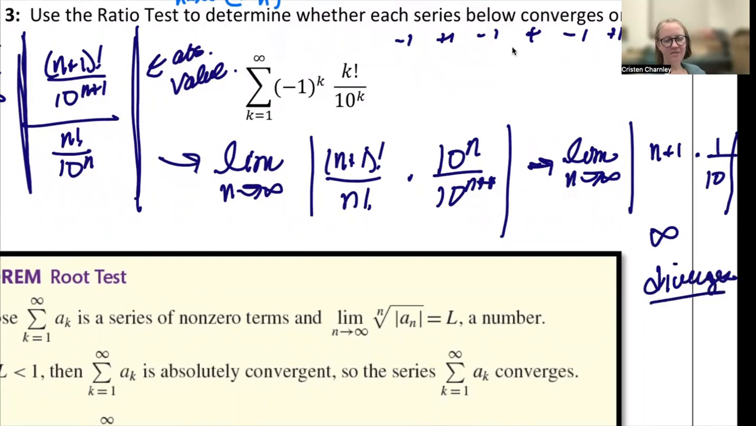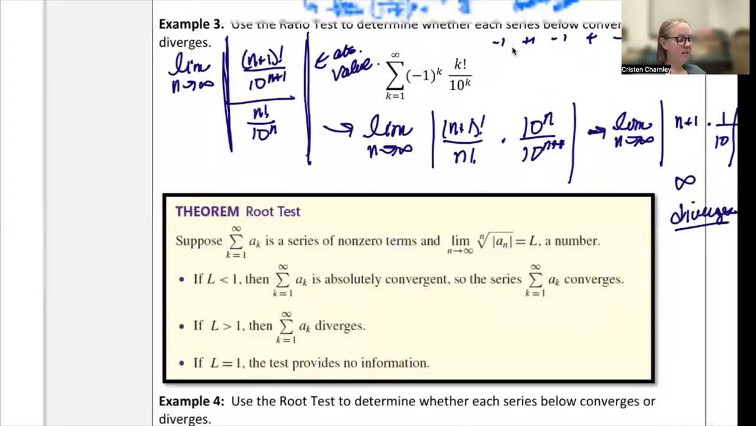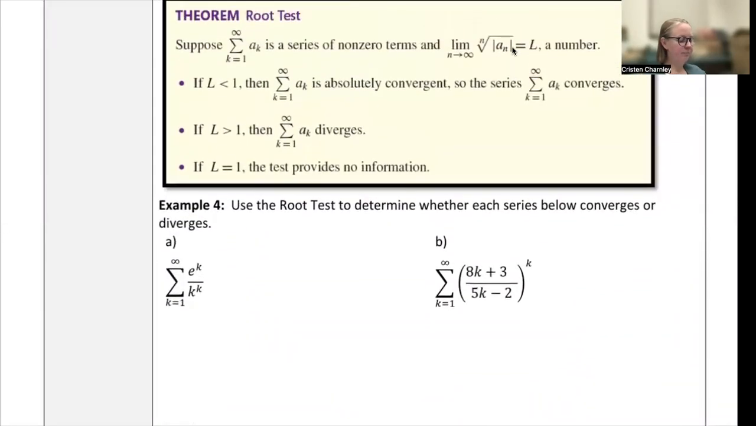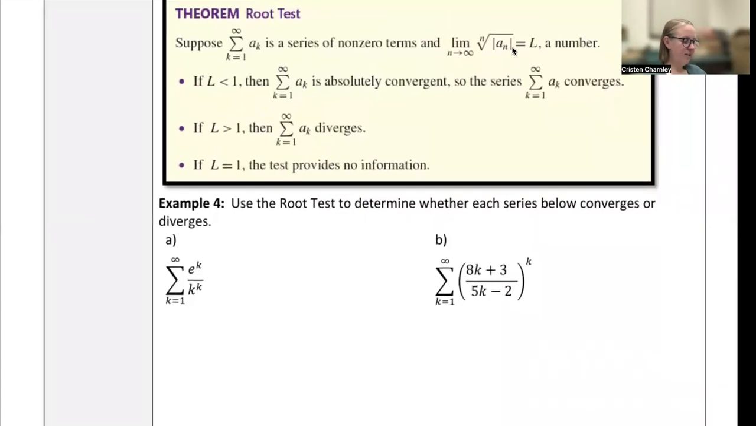I like the ratio test. It's very, very straightforward. Here's a rule and use it. And again, when you see that factorial, you will use that fairly frequently. All right, last two examples, root test.